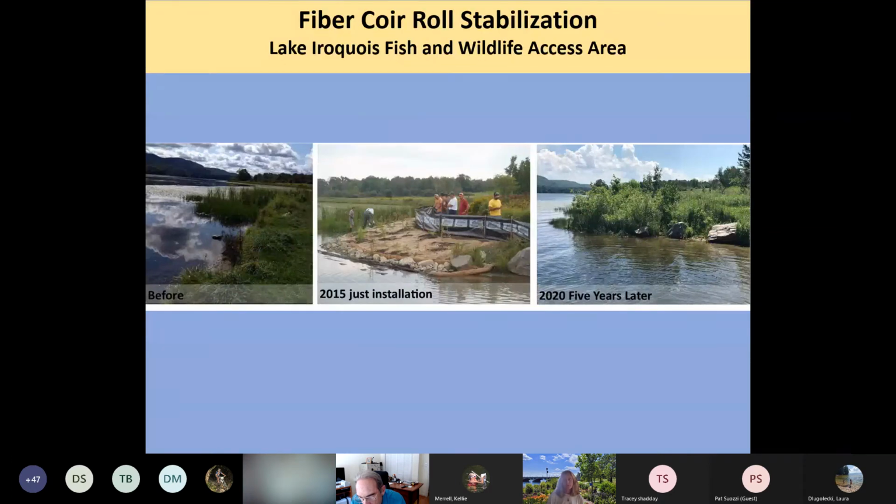So for the next few slides, I wanted to share a bunch of examples of bioengineering projects in Vermont and ones that we continue to go back and assess today. This was one of our first projects in 2015. So these are fairly new techniques, and some of you have heard me present on these before, but this was Lake Iroquois in Williston, Vermont, with a lake fish and wildlife access area that had been sloughing off. There was a lot of erosion along the bank. And we used a simple method with a fiber core roll and slope back and replanted. And it's just held so well against the ice and the wind.